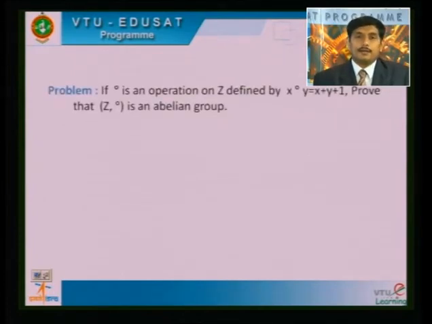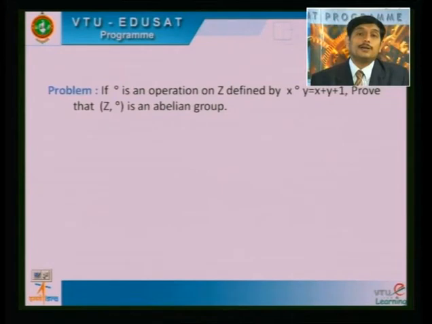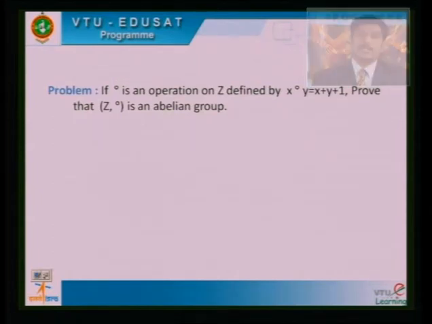This is one of the examples; we already solved one of them, A star B is equal to A plus B plus AB. In exactly a similar way we can prove this one also. If dot is an operation on the integers Z defined by X dot Y is equal to X plus Y plus 1, prove that (Z, dot) is an abelian group.